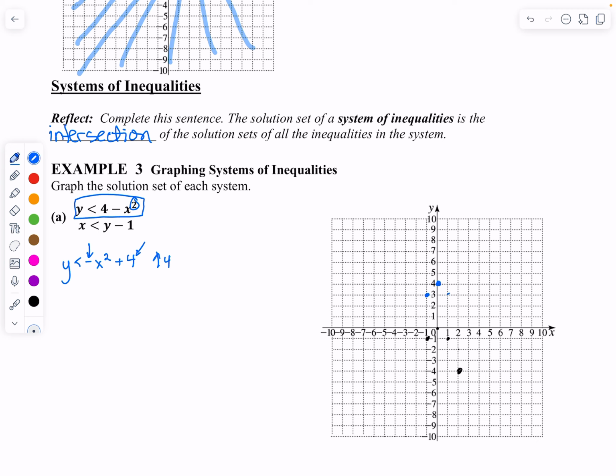And again, I'm doing this relationally, and I'm doing it pretty quick because we have graphed parabolas so much. Now, so there's my dots. I need to connect them. This is a less than sign, right? Not an equal mark. So again, it's going to be dashed.